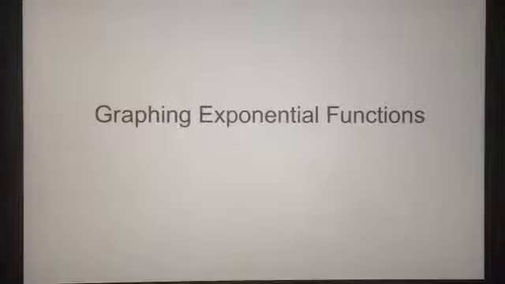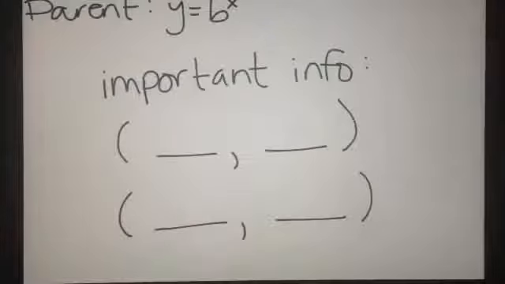The next thing we're going to be doing in the unit is graphing exponential functions. So if you look at your notes, it shows you the parent graph is y equals b to the x. B is always a number, but it could change. It could be 2 to the x, or 3 to the x, or 4 to the x, or 5 to the x. It could even be fractions, 1/3 to the x, 1/4 to the x.